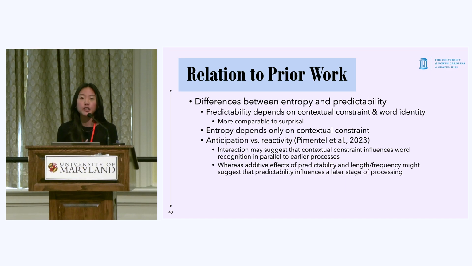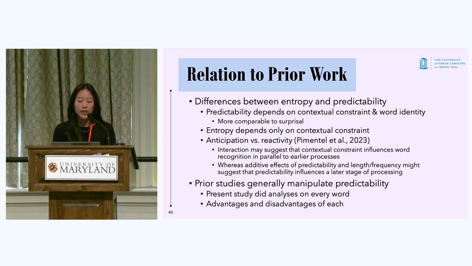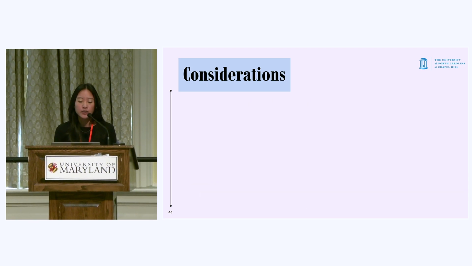And so this interaction might suggest that contextual constraint influences word recognition in parallel to earlier processes, whereas additive effects that have been reported before might suggest that predictability and length and frequency might influence different stages of processing. Again, prior studies also manipulate predictability and frequency in factorial design, whereas the present study did the analyses on every single word, and there are advantages and disadvantages of each.